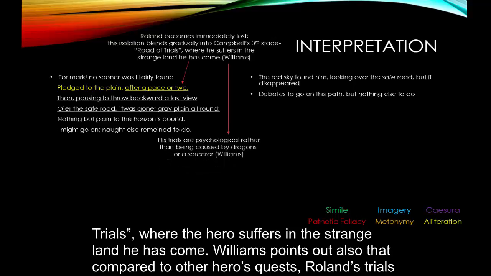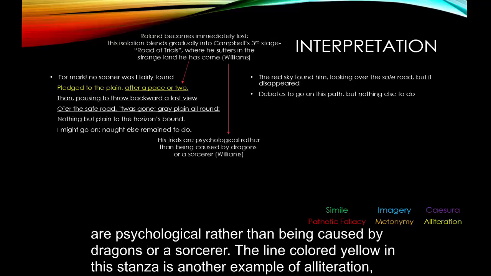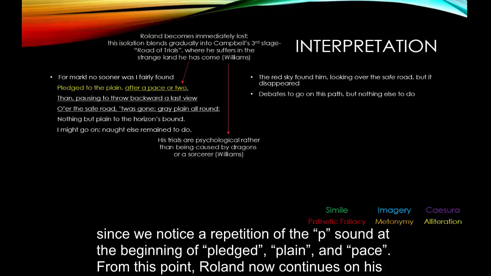Williams points out also that, compared to other heroes' quests, Roland's trials are psychological rather than being caused by dragons or a sorcerer. The line colored yellow in this stanza is another example of alliteration, since we notice a repetition of the P sound at the beginning of pledged, plain, and pace.